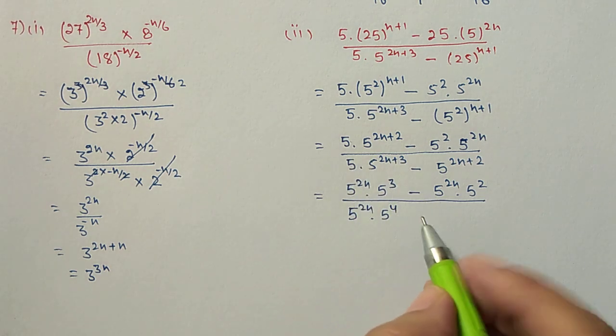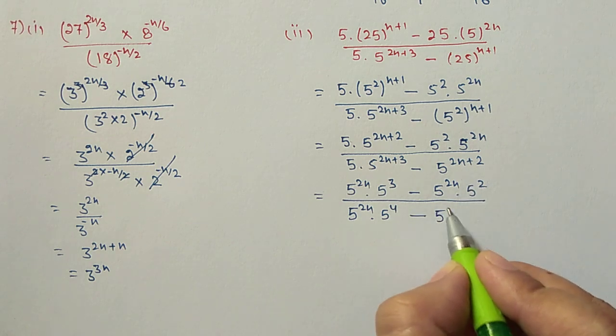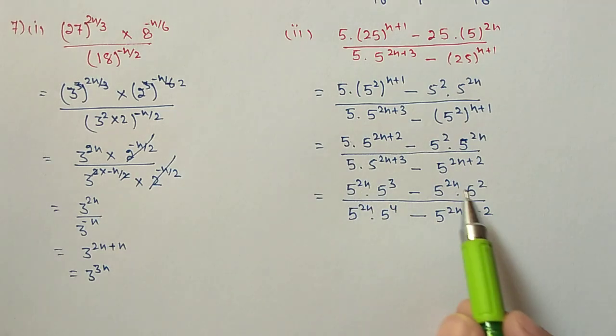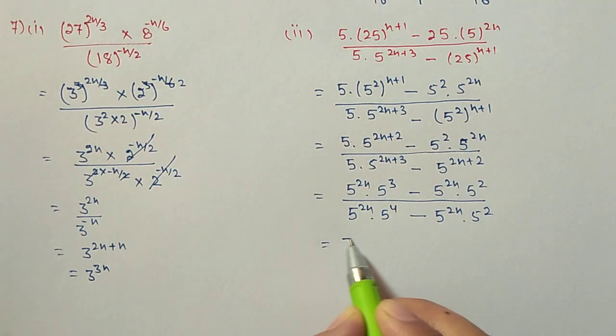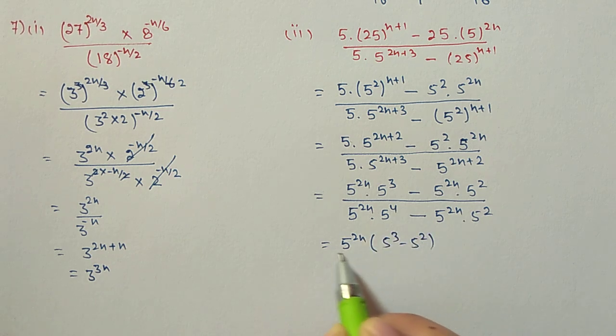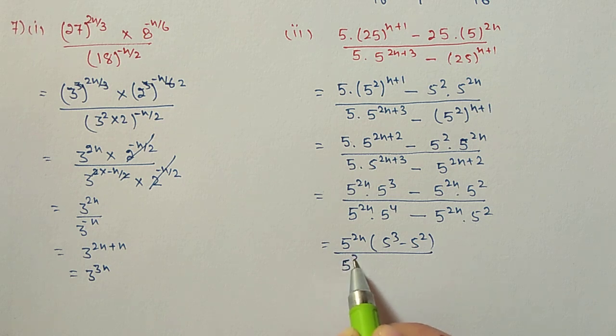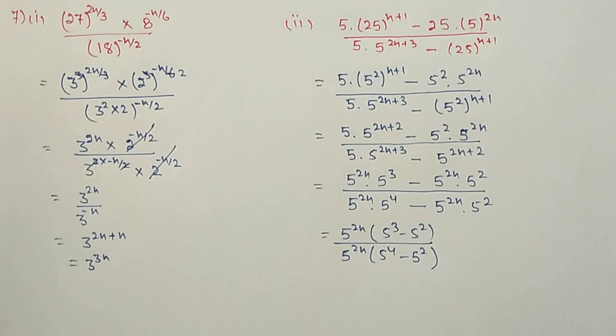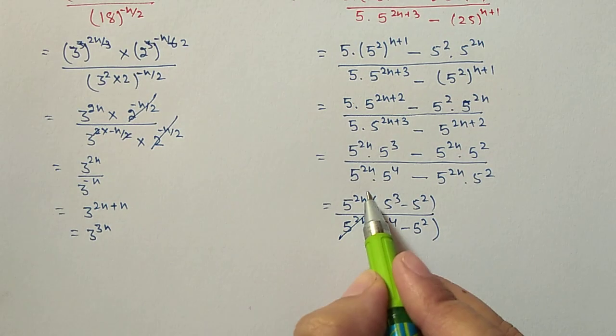So 2n we are taking separately. Here we can write 5 to the power 2n into 5 to the power 2. Now from the numerator and denominator, the common thing we will take out. Here you can see 5 to the power 2n, 5 to the power 2n. We can take out 5 to the power 3 minus 5 to the power 2. Down also 5 to the power 2n we can take out: 5 to the power 4 minus 5 to the power 2. If you are able to take 5 to the power 2 common here also, you can, otherwise you can do it like this also. Now this thing we can cancel out.